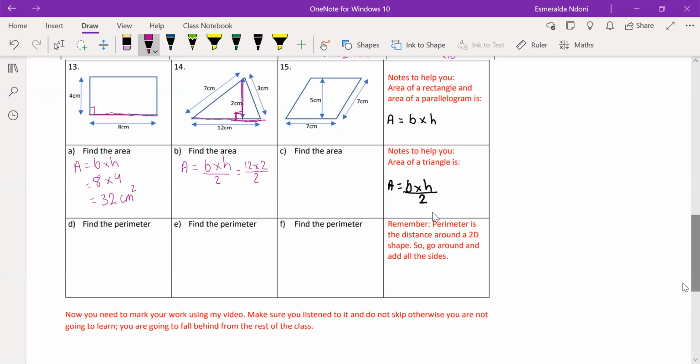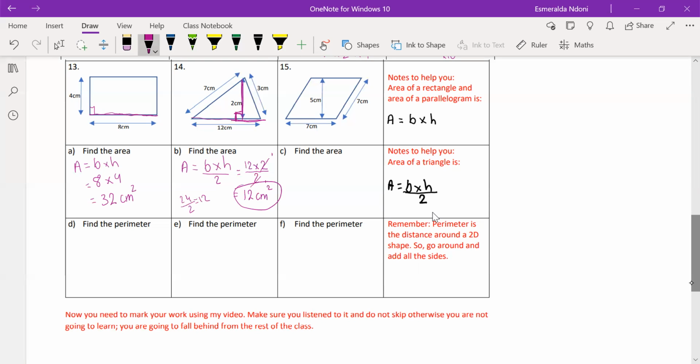From here, we learned how to simplify fractions. So they leave us with 1. And the answer is just 12 centimeters squared. If you did 12 times 2, 24, 24 halved is 12. It's exactly the same thing, as long as you got that for an answer.